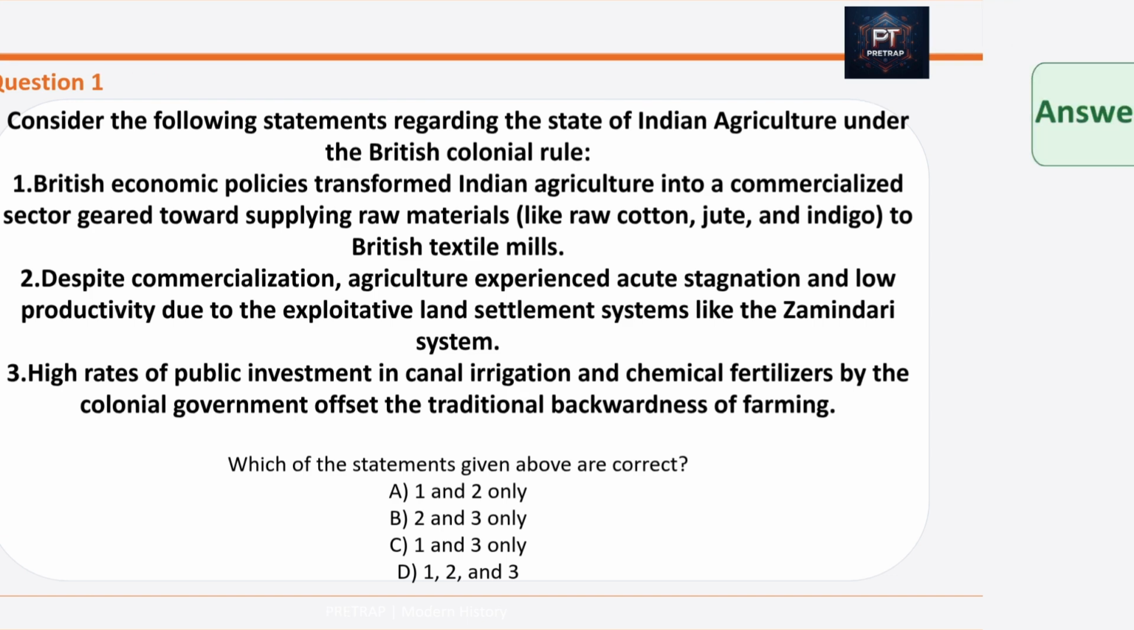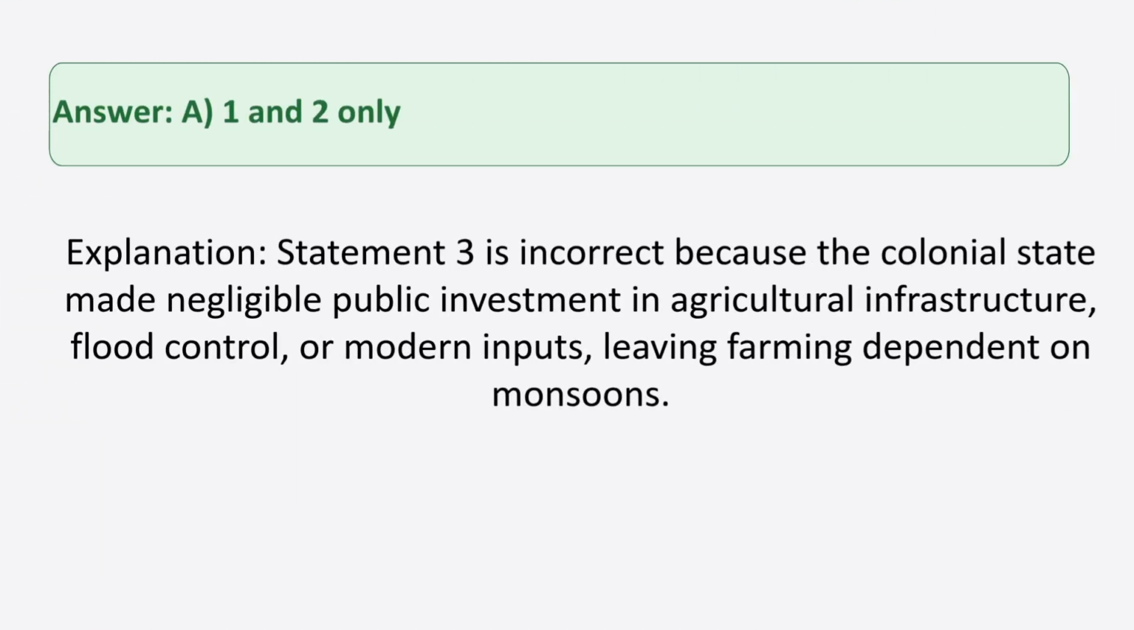And the answer is option A. 1 and 2 are correct. Statement 3 is incorrect because the colonial state made negligible public investment in agriculture infrastructure, flood control, or modern inputs, leaving farming dependent on monsoons.